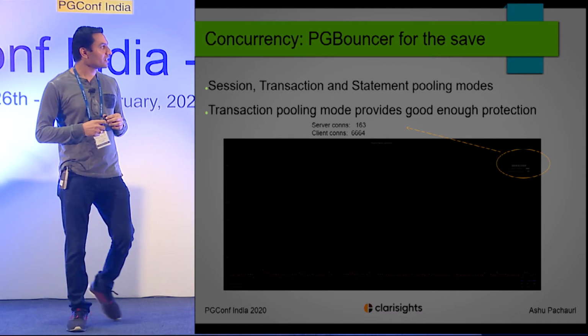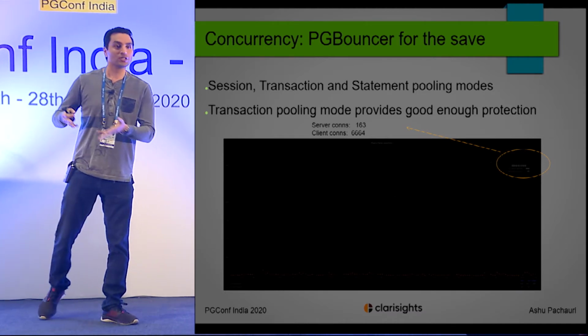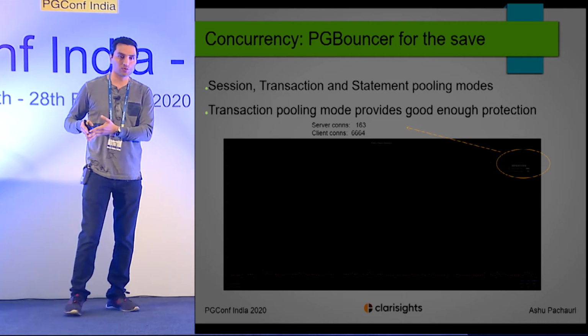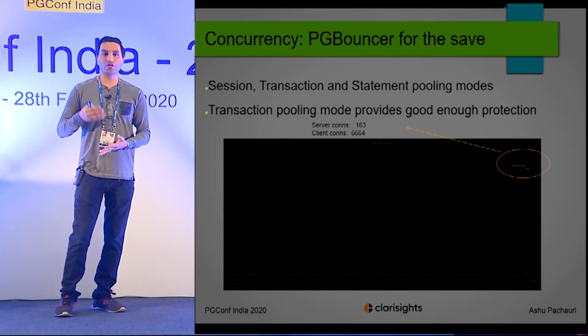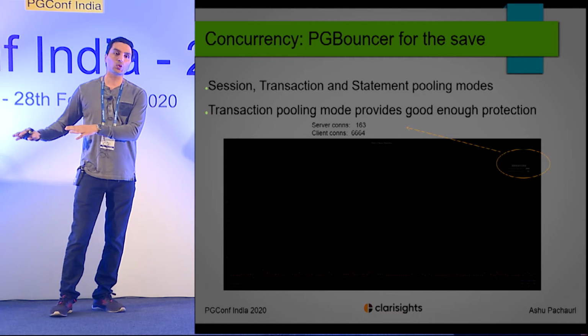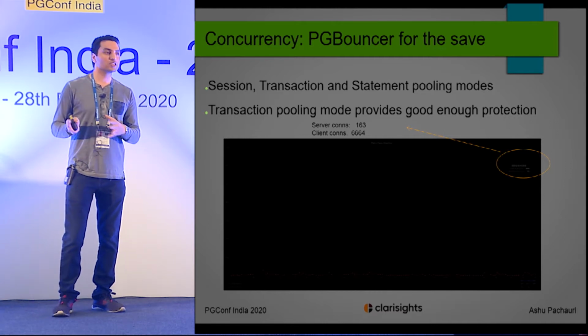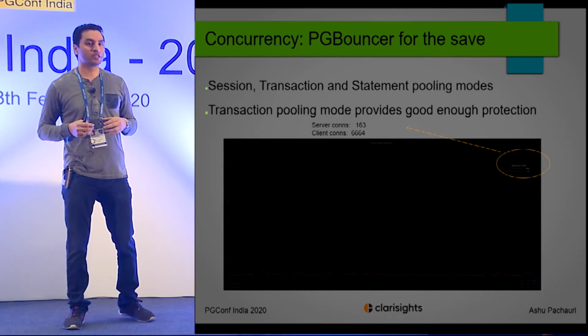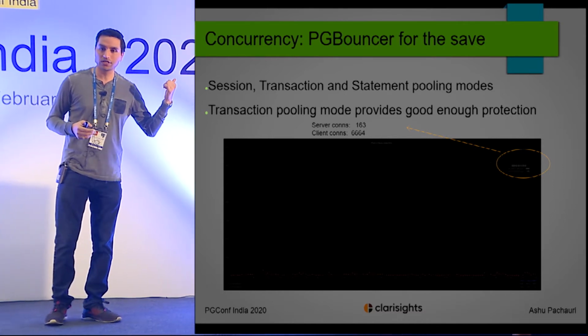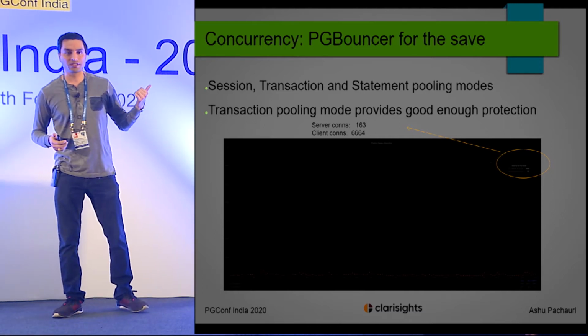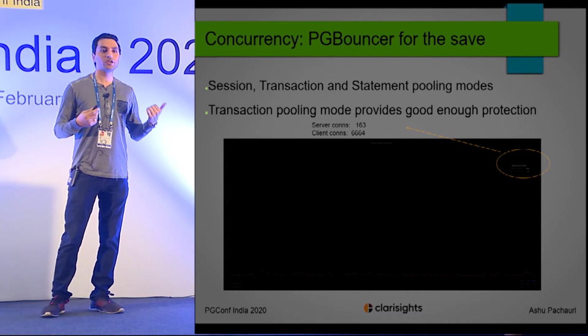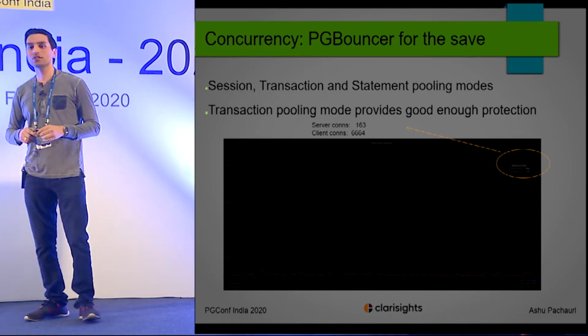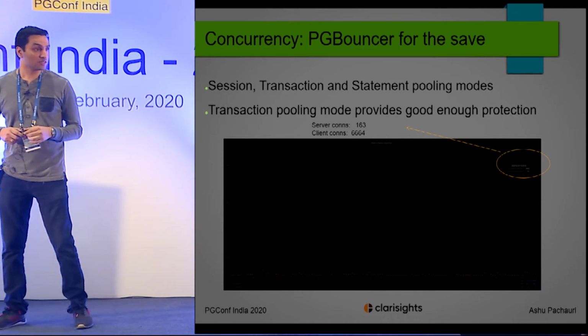But the idea is that when we started using transaction pooling mode of PgBouncer, we were able to reduce the number of connections that we are throwing at Postgres while keeping the same number of client connections. So this is just a snapshot. We do hit more than 10,000. In this snapshot, we were actually hitting 6,600 client connections. For that, we only have 164 server connections to Postgres.